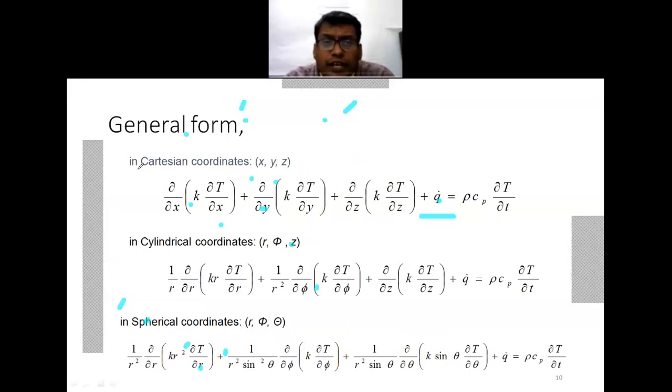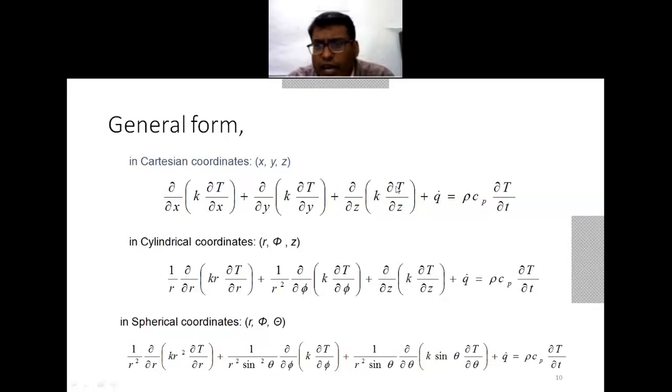Now this is what we have considered in the Cartesian coordinate system, that is in the x, y and z direction: ∂/∂x of (k ∂T/∂x) plus ∂/∂y of (k ∂T/∂y) plus ∂/∂z of (k ∂T/∂z). Now what is ∂T/∂x? It is the change in temperature in the x direction, or the change in temperature in the y direction, or the change in temperature in the z direction.